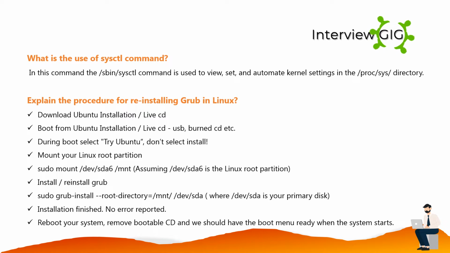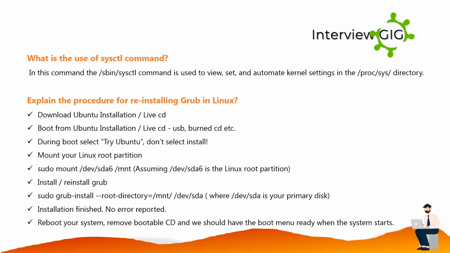What is the use of the sysctl command? The /bin/sysctl command is used to view, set, and automate kernel settings in the /proc/sys directory. Explain the procedure for reinstalling GRUB in Linux. Download the Ubuntu installation live CD. Boot from the Ubuntu installation live CD, USB, burned CD, etc. During boot select Try Ubuntu, don't select Install.